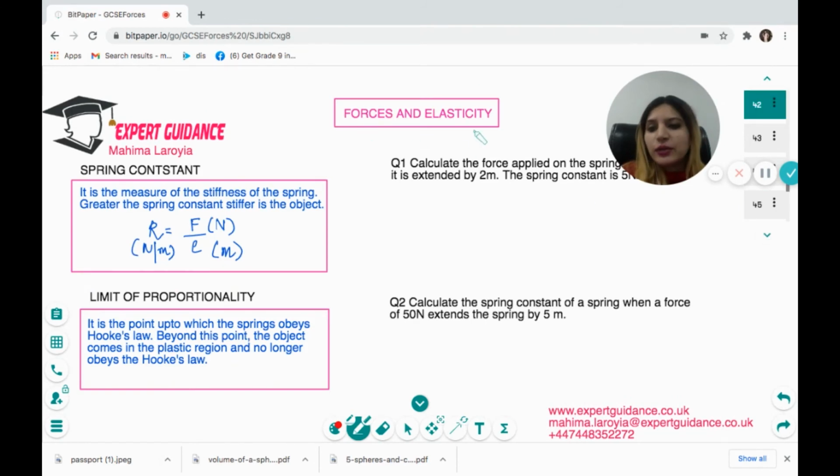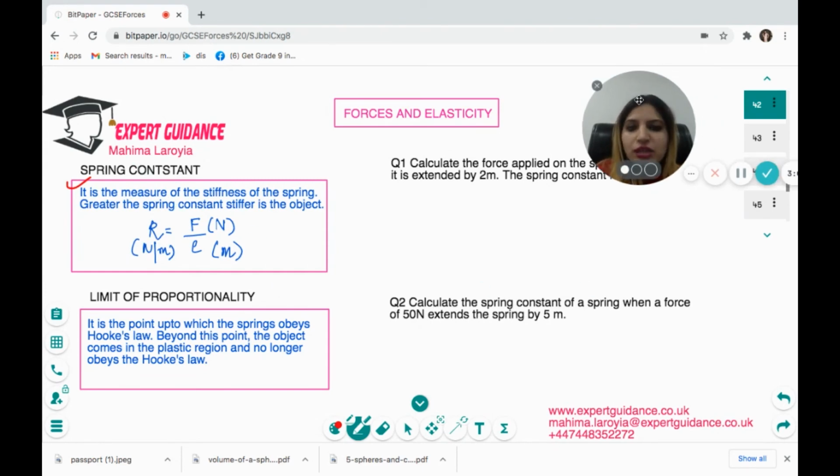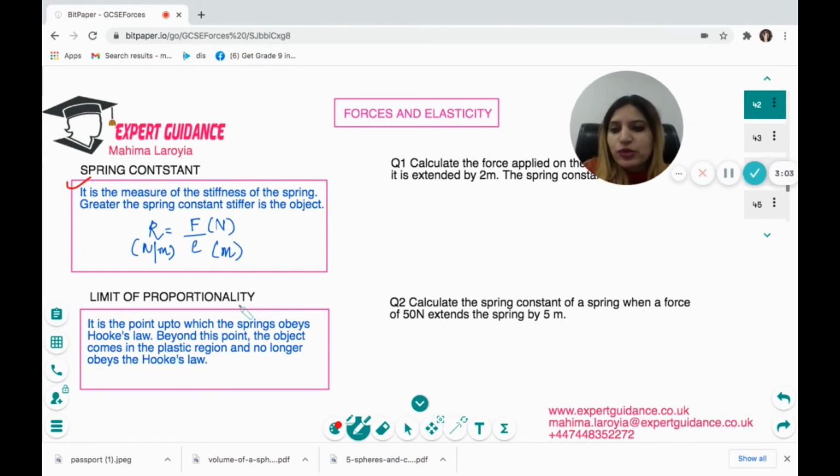Okay, so now we can rearrange this. The spring constant could be given by force over the extension. So if they have given you force and extension in the question, you can divide the two to get the spring constant. And what is the limit of proportionality? It is the point up to which the spring obeys Hooke's law. Beyond this point, the object enters the plastic region and no longer obeys Hooke's law.